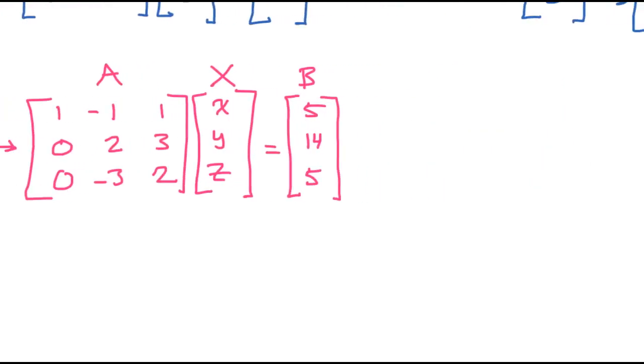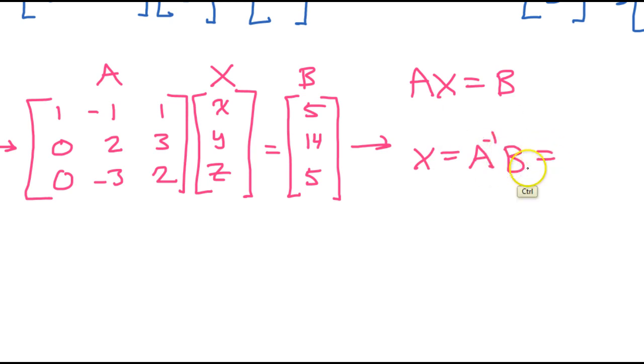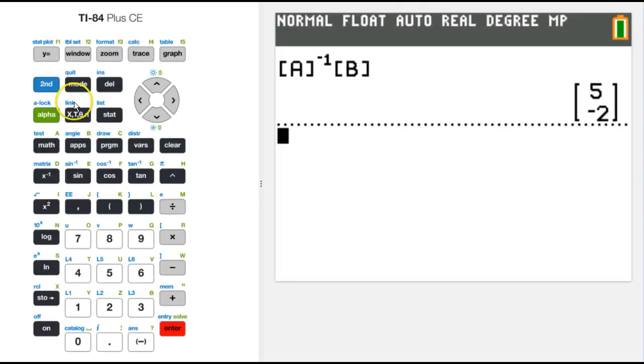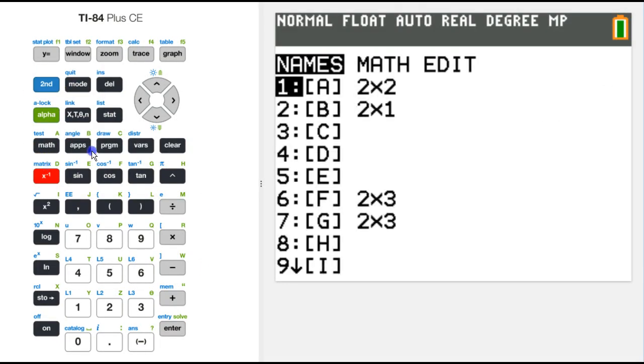So what we have here is that matrix A times matrix X equals matrix B. But that means that X is equal to A inverse times B. And that's what we're going to solve. Now, once again, I need to edit and enter those two matrices, A and B.